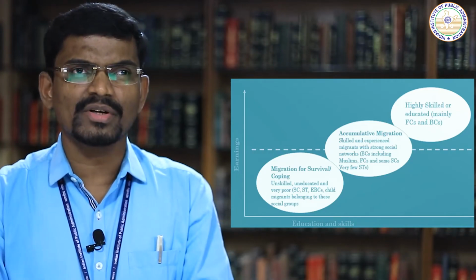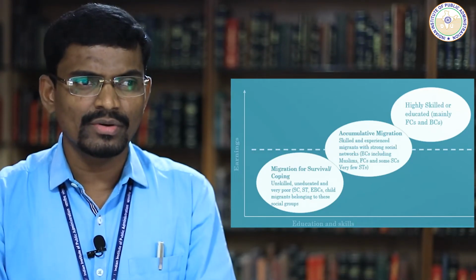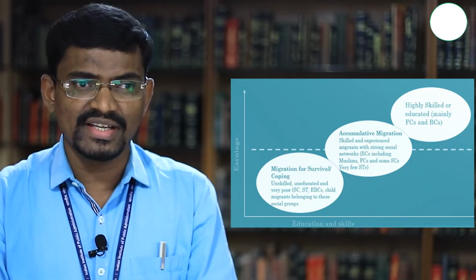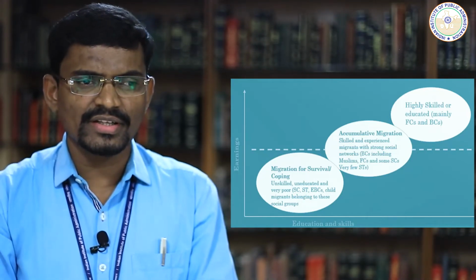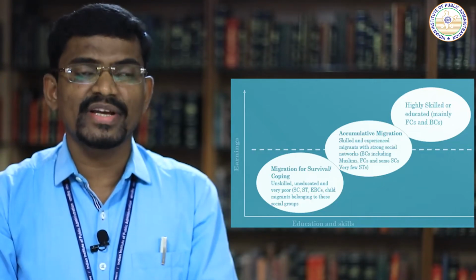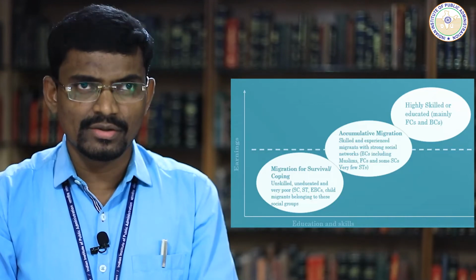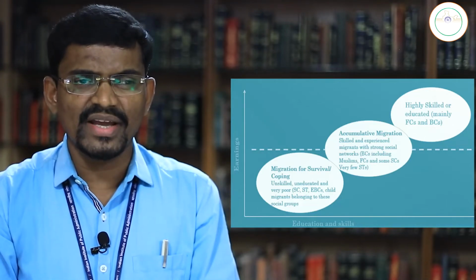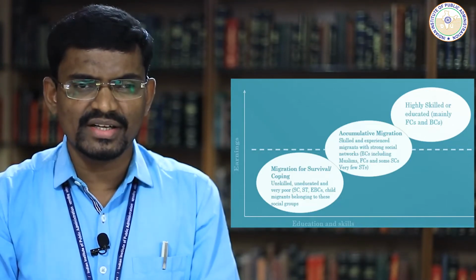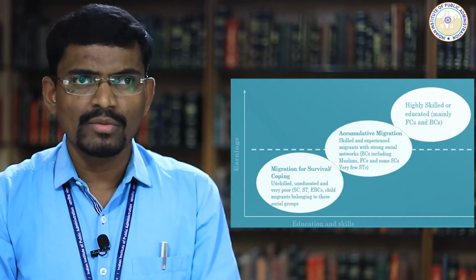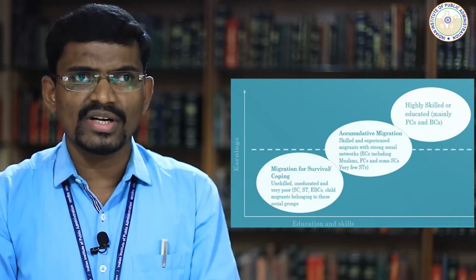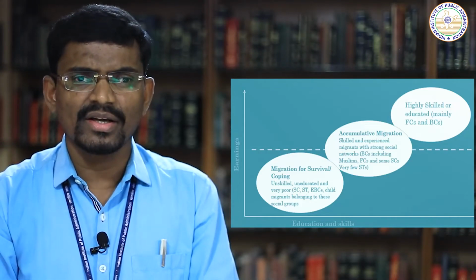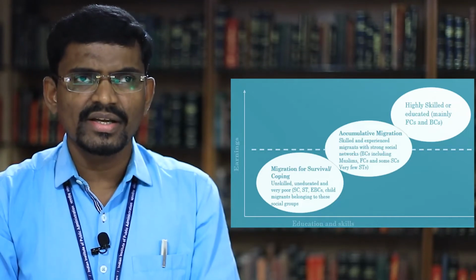A schematic presentation of the type of circular migration is presented before you. The vertical axis represents earnings and the horizontal axis represents skills and education. Migration for survival coping includes unskilled, uneducated and very poor households, especially belonging to scheduled caste, scheduled tribe, child migrants belonging to these social groups. Accumulative migration includes skilled and experienced migrants with strong social network, those who belong to backward caste including the Muslims, forward caste and some scheduled caste and very few scheduled tribes. Finally, high skilled or educated mostly include the forward caste and backward caste.